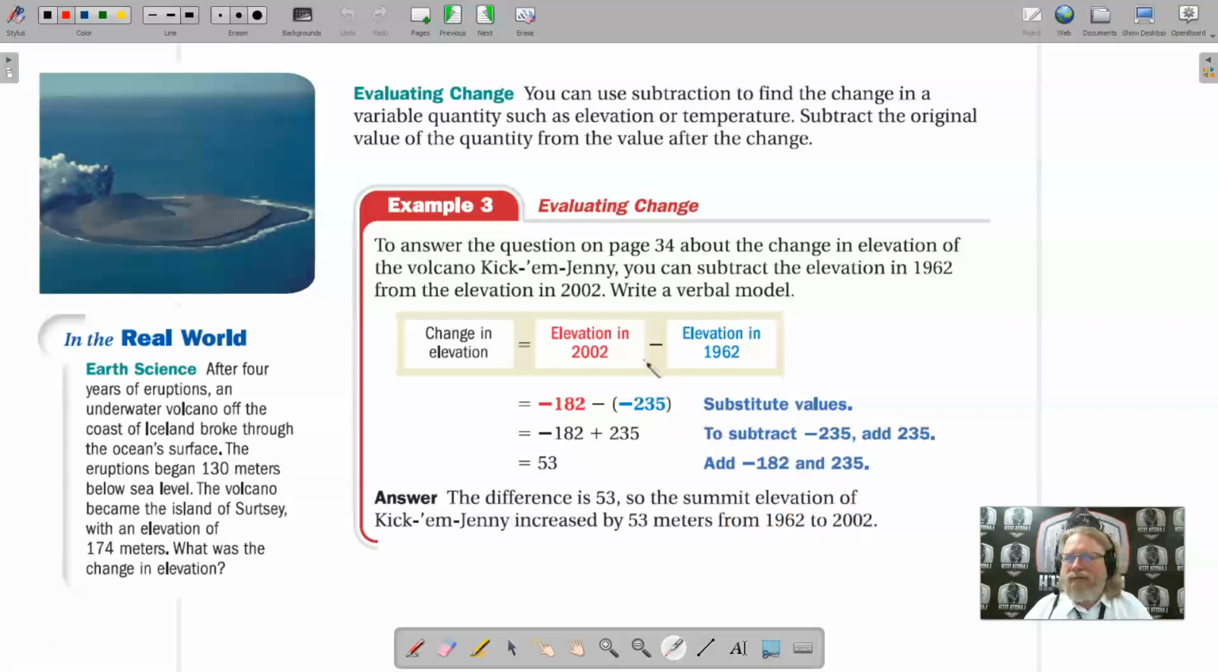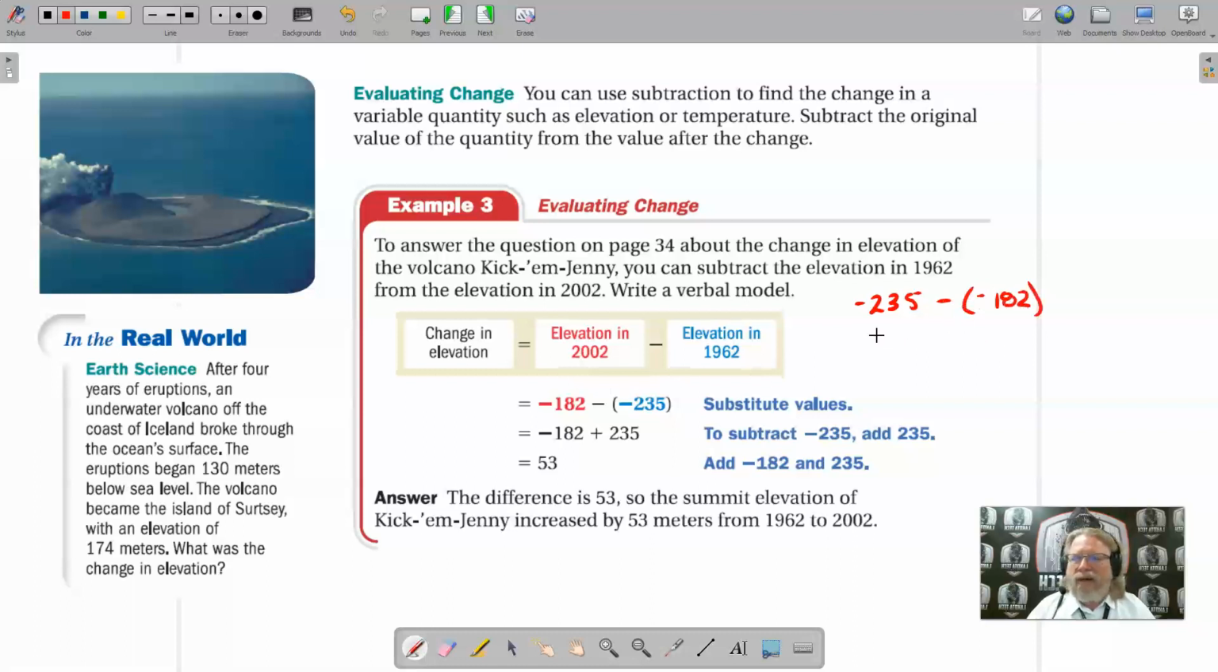Now, it could become confusing on how to set this up. What if somebody had made a mistake and put the elevation in 1962 minus the elevation of 2002, right? So if we did that, let's try that. We'll squeeze it in right over here. So we would end up with negative 235, and we're trying to find the difference, so we know that would be subtraction, and minus the elevation 2002, which would be negative 182.